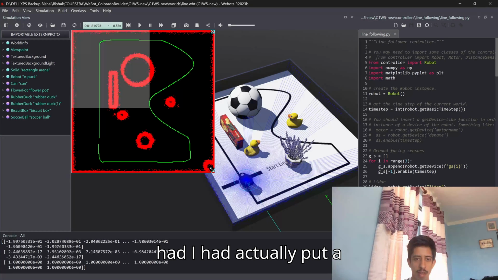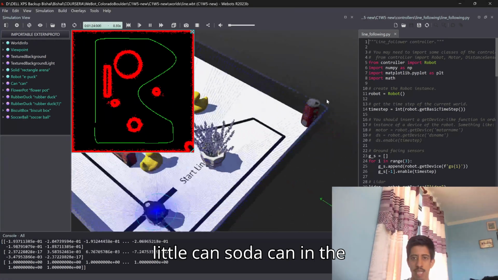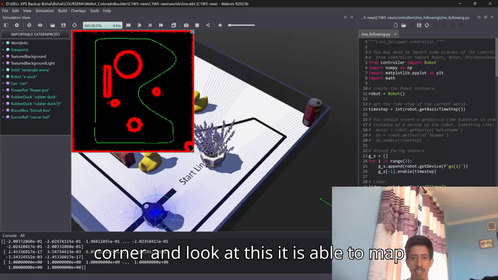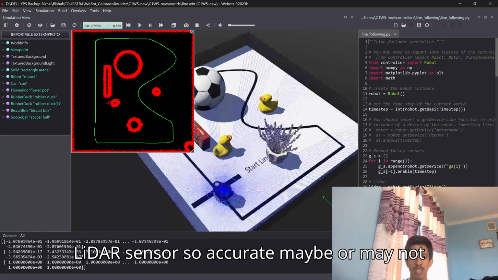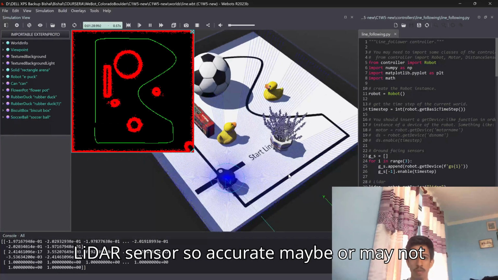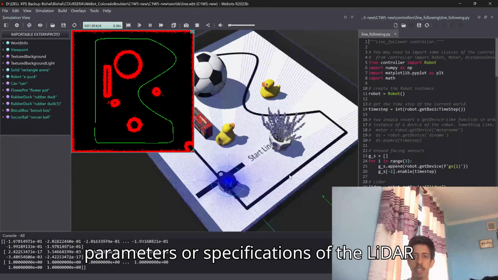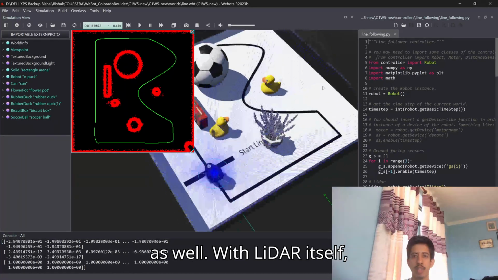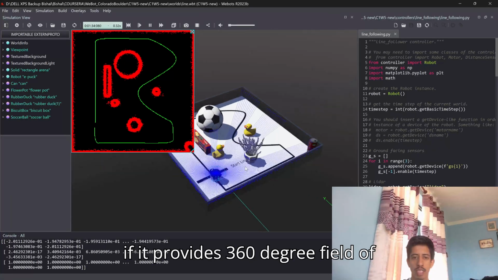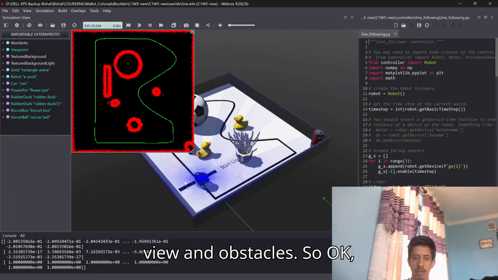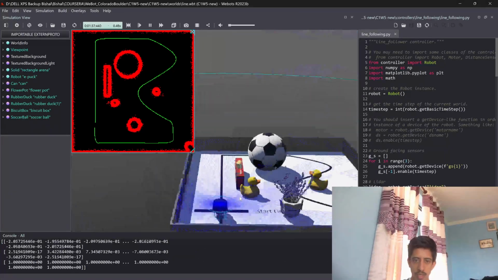So I had actually put a little soda can in the corner, and look at this. It is able to map that out as well. But in reality, is the LiDAR sensor so accurate? Maybe, maybe not. It depends on various parameters or specifications of the LiDAR as well. But LiDAR itself provides a 360-degree field of view and obstacles, so okay, let's talk about it.